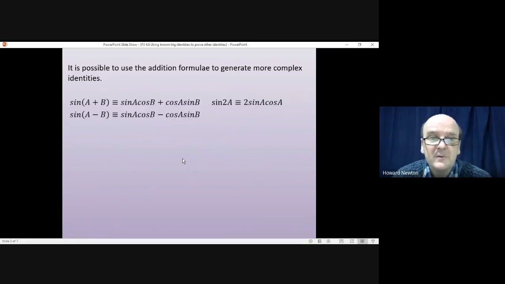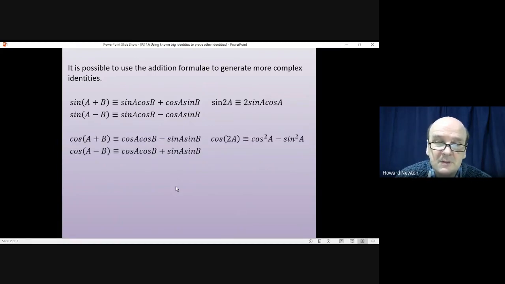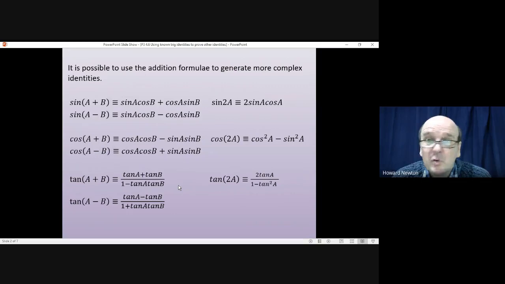So you'll need to remember for sine, what sine A plus B is, sine A minus B, sine 2A. Same thing for cos, and same thing for tan. If you don't already have those written down, then I'll pause the video at this point and very quickly make a copy of them.